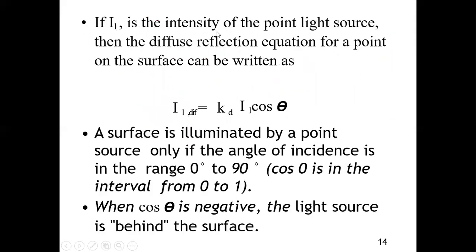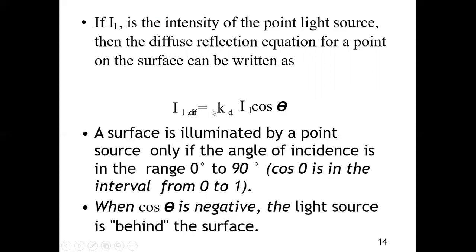If IL is the intensity of the point light source, then the diffuse reflection equation for a point on the surface can be written as IL,diff = KD * IL cos theta. A surface is illuminated by a point source only if the angle of incidence is in the range from 0 to 90 degrees, because cos theta is in the interval from 0 to 1. When cos theta is negative, the light source is behind the surface.